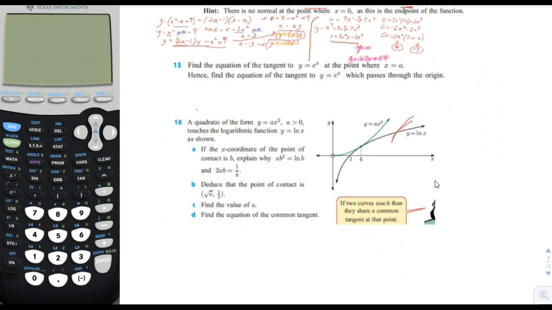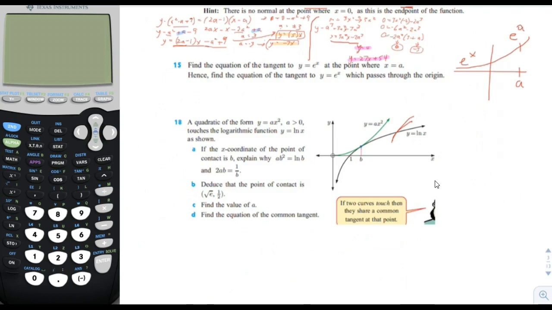Find the equation of a tangent to y equals e to the x at the point where x equals a. Okay, so the graph kind of looks like this. Let's say x equals a is here. This is the graph of e to the x, and so this point here would be e to the a.